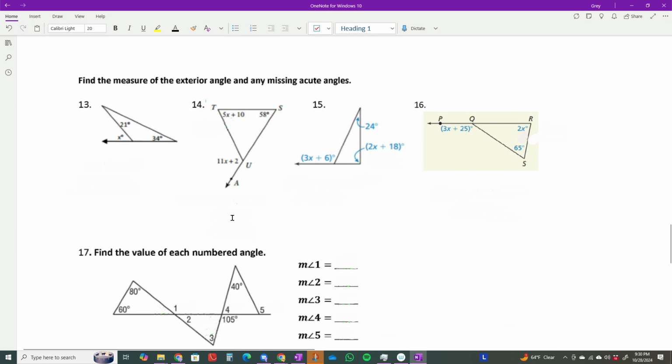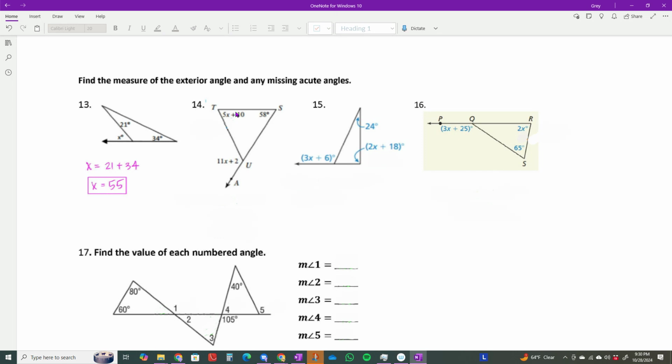All right, turn your papers over. Find the measure of the exterior angle and any missing acute angles. So here, my exterior angle, x is equal to 21 plus 34. And when you add those together, you're going to get 55.